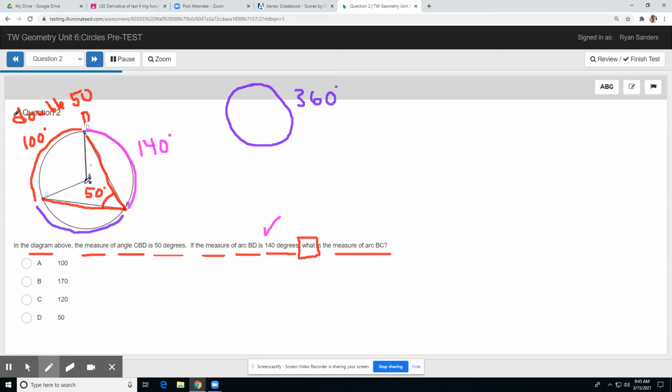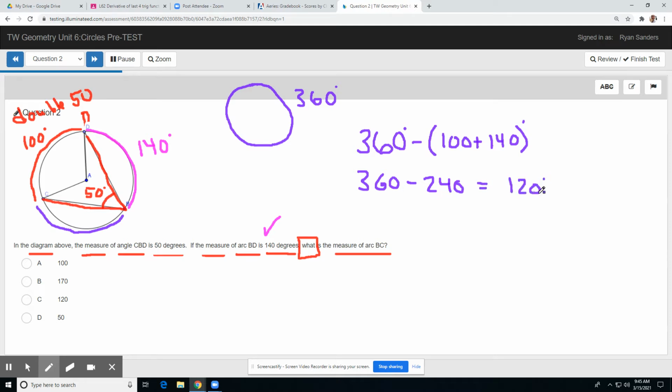We know two parts, and we're asked the third part. So if the entire circle is 360 degrees, we're going to subtract the two parts that they give us. What's left will be that last piece. So we're subtracting 100 plus 140. That would be 360 minus 240. This is equal to 120, and we're all in terms of degrees.